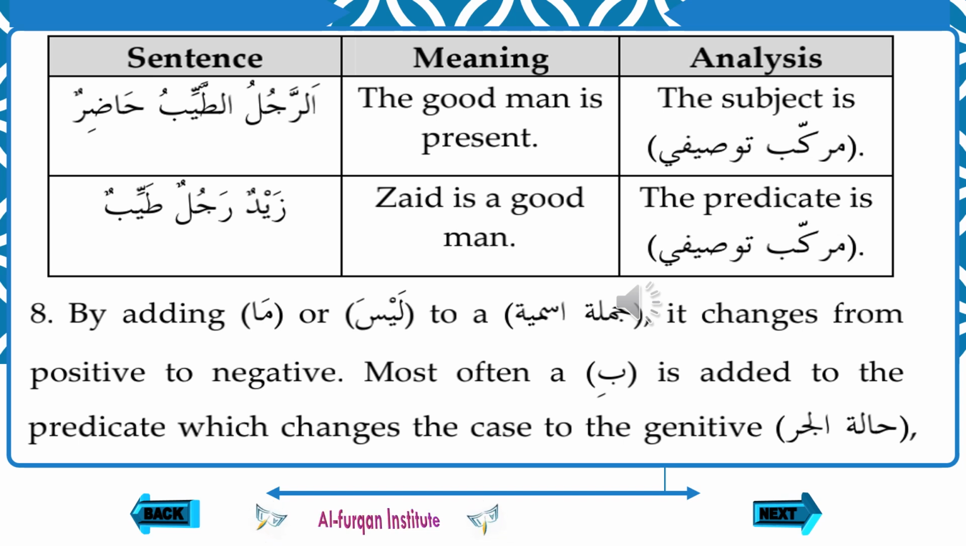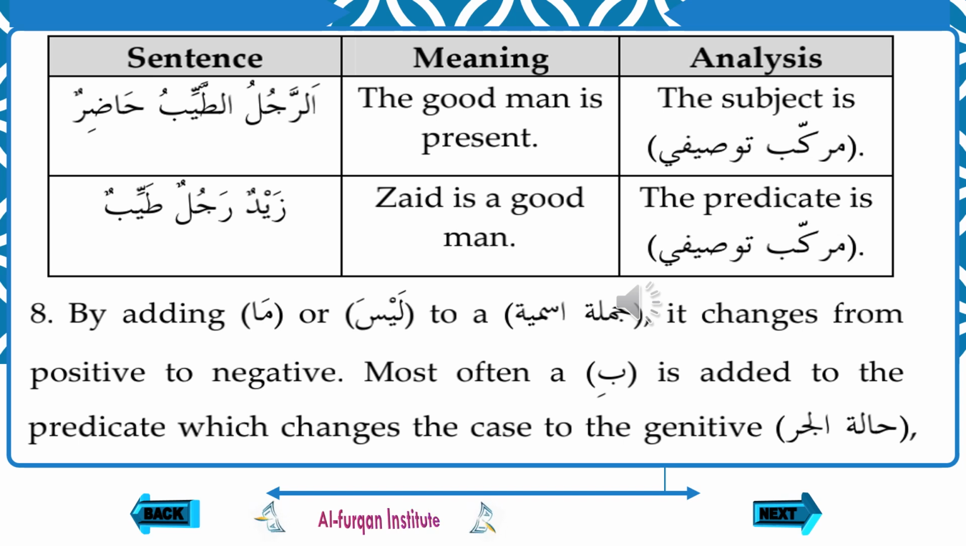And then we have ar-rajulu sahibul ilm hadar. Ar-rajulu sahibul ilm hadar. So the subject here is murakkabun idafiyun, that is, a possessive phrase. So ar-rajulu sahibul ilm. So we have rajulun, that is the man, sahibul ilm, that possesses knowledge. So the man that possesses knowledge is present.